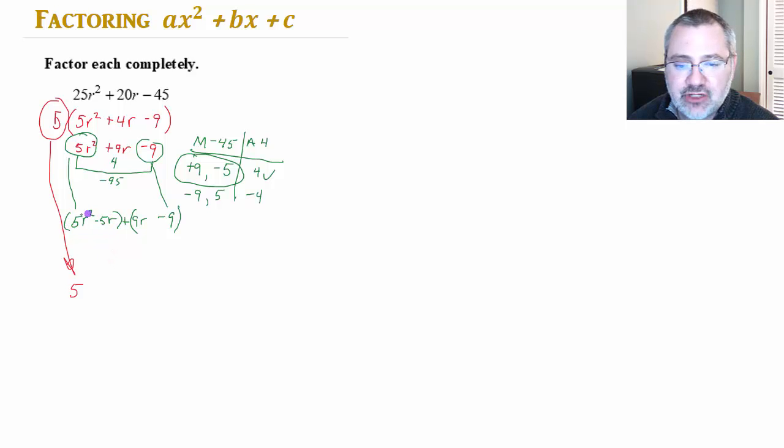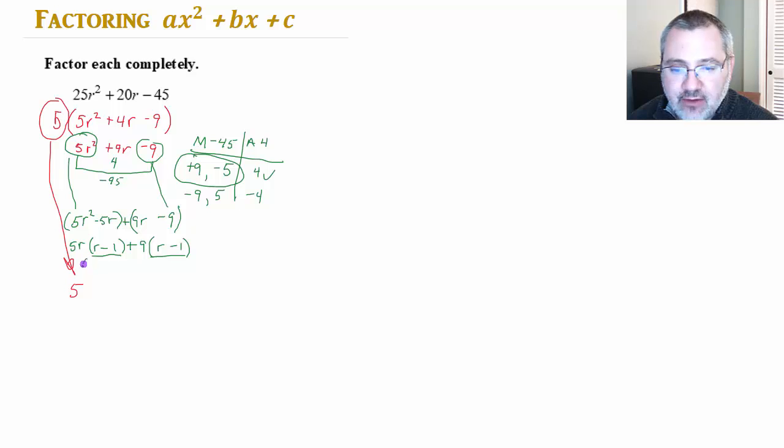Now factor out the GCF of this first group, and 5r divides into both of those. So 5r squared divided by 5r is r, minus 5r divided by 5r is just 1, plus the GCF of this group is 9. And when you divide each of these by 9, 9r divided by 9 is r, and negative 9 divided by 9 is minus 1. In order for this to work, this group and this group must be the same, and it is in fact the same.